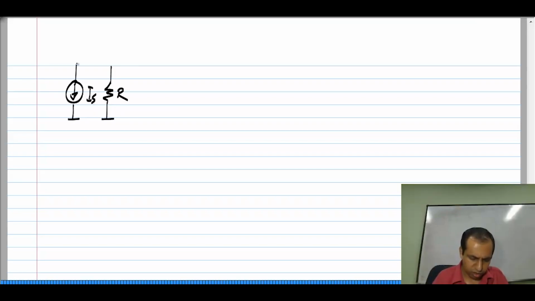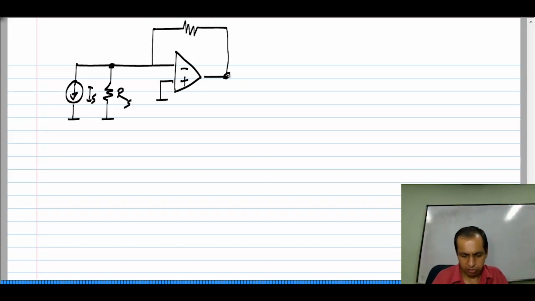Okay. Sometimes this circuit is used in a slightly modified way. So, let me again consider my circuit. We know that even if there is an Rs in parallel with Is, okay, the output voltage is Is times R. This comes from straightforward circuit analysis. Okay.